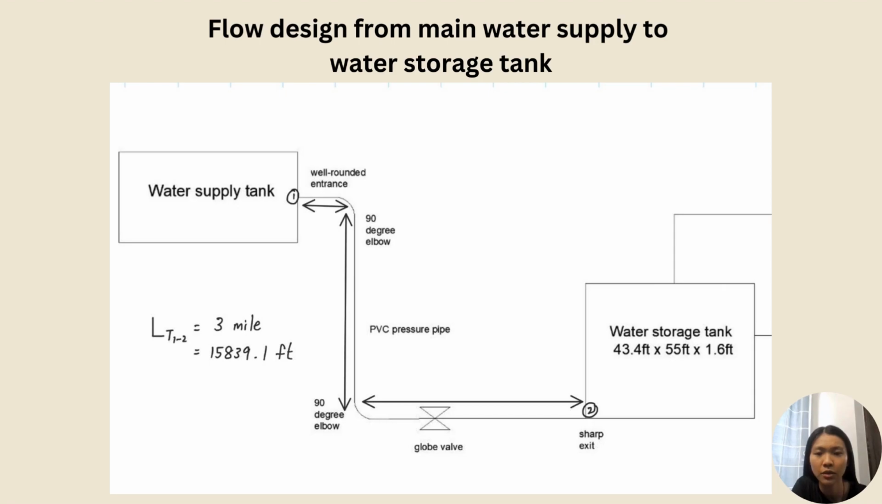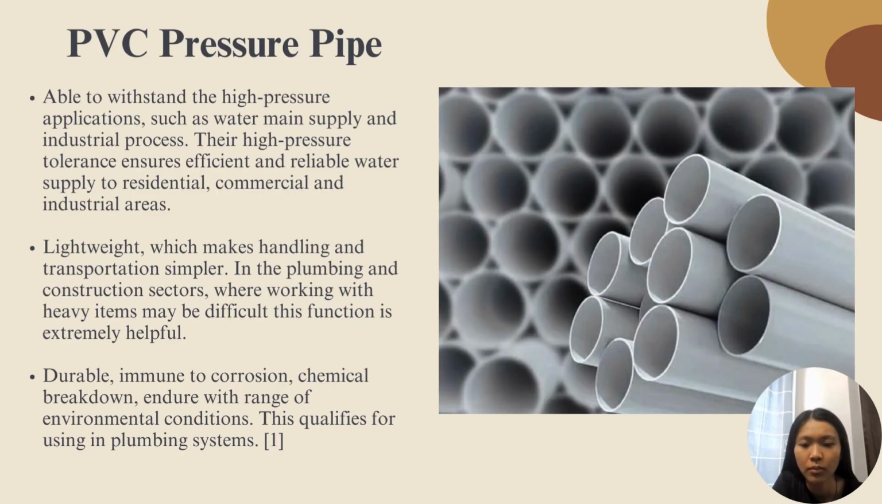This is the flow design from the main water supply to the water storage tank. The total length from the water supply tank to the water storage tank is 3 miles, which is 15839.1 feet. From the design of the main water supply to the water storage tank, the PVC pressure pipe is used because it is able to withstand high pressure applications such as the main water supply in industry processes.